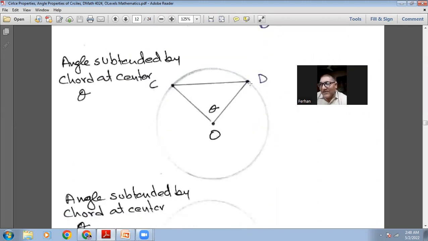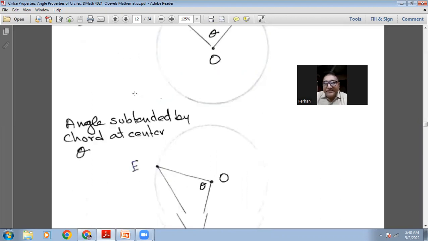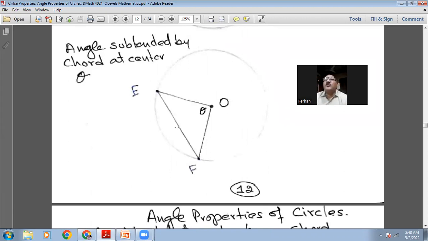For example, here I have a chord CD, and I join C with the center of the circle O, and I join D with the center O. This line is OD, this is OC. So the angle between these two lines will be the angle subtended by the chord at the center, and suppose that's theta. Here you have another example. This is a chord, its name is EF. If you join E with the center O, and you join F with O, the angle between OE and OF will be theta. This is known as the angle subtended by the chord at the center.